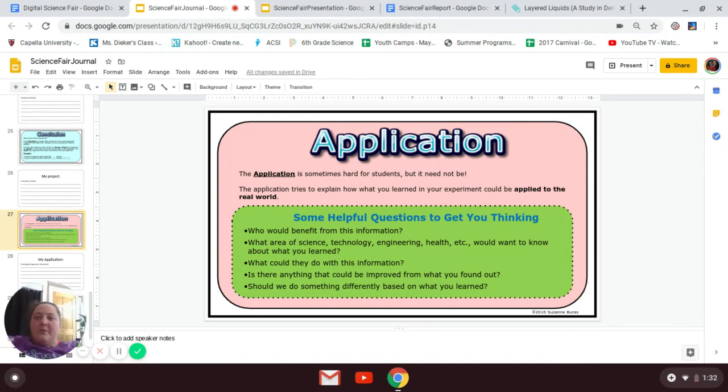Okay, so go ahead and write those. If you get stuck, give me a call. These are the last two sections of your science journal. And then we're going to move into writing it up as a report and writing it up as a presentation, and you're done. You've done all the hard work. Good job.